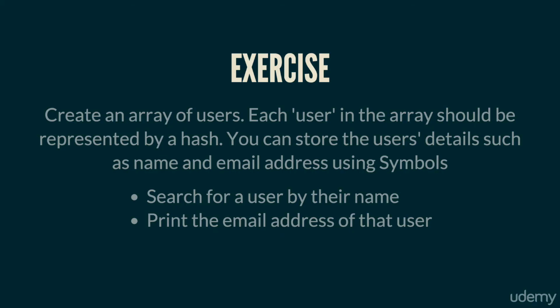So in this exercise, I'd like you to use symbols for your hashes. I'd like you to create an array of users. Each user in the array should be represented by a hash. You can store the user's details such as name and address using symbols. Then I'd like you to be able to search for a user by their name and then print the email address of that user. You might like to use methods to be able to provide this functionality. Good luck with the exercise, and we'll go through a solution in the next video.